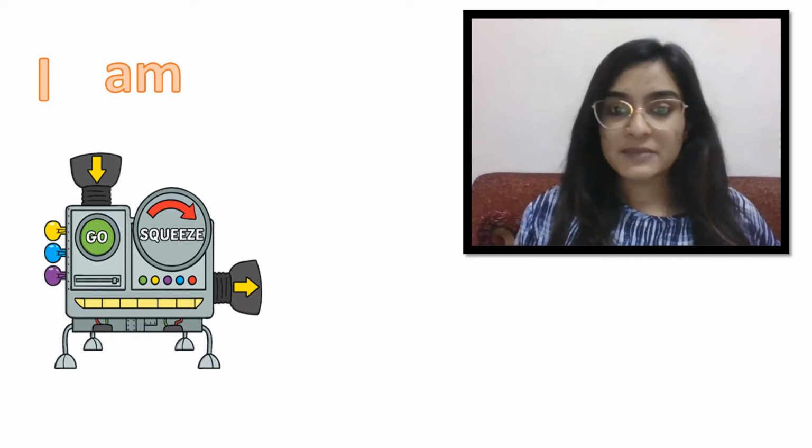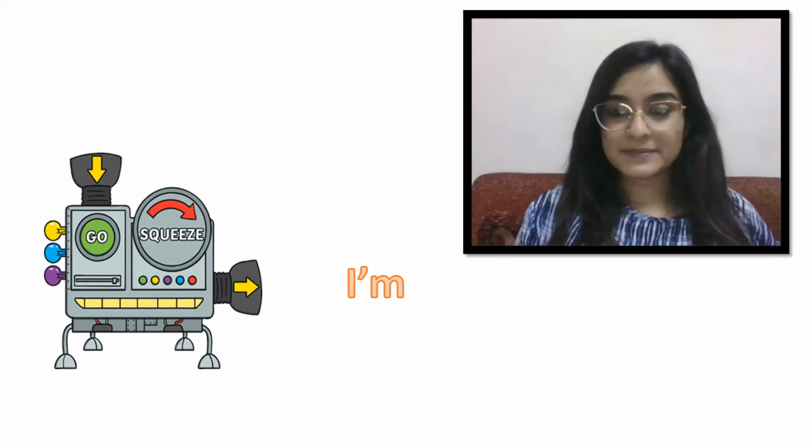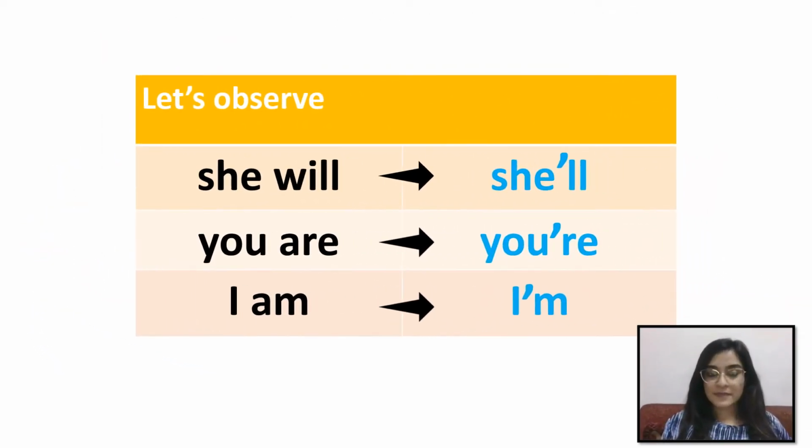Here is another one. I have two words, I and am. Let's put them inside the machine. When you press the release button, this is what comes out. I'm. Observe closely. You can see how two words are dropping some letters to make one word. Instead of these missing letters, an apostrophe is added. There they are.